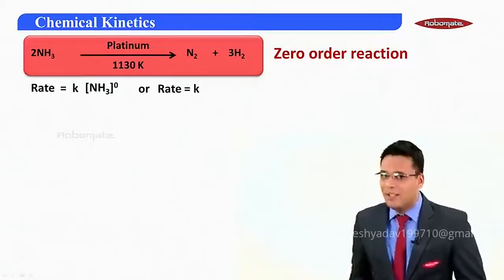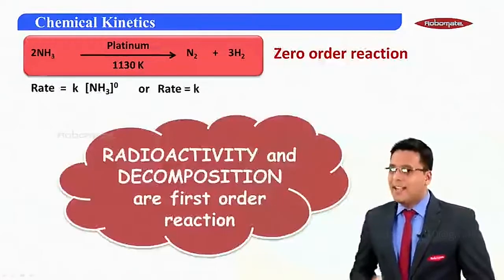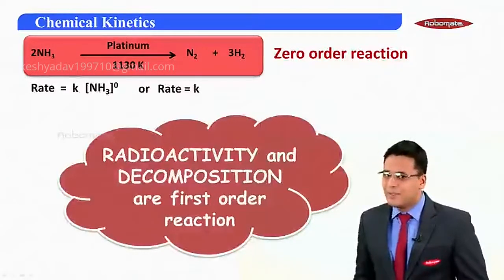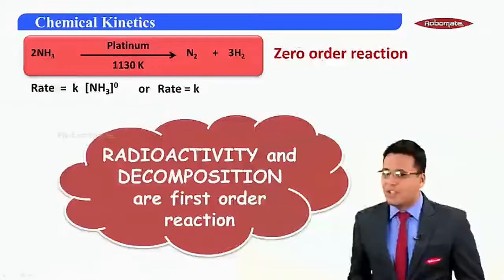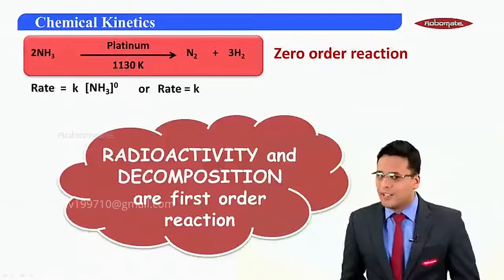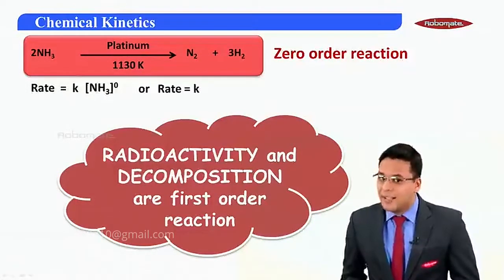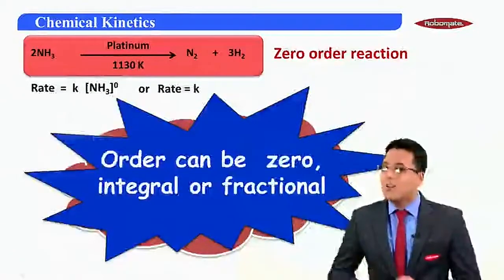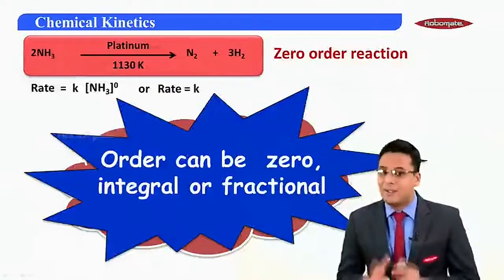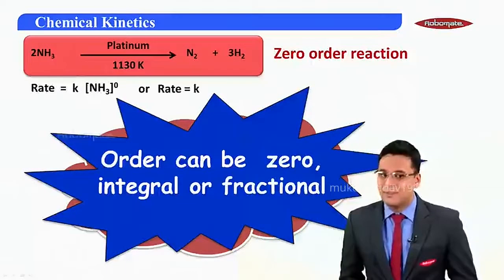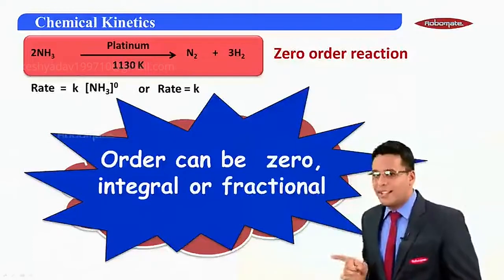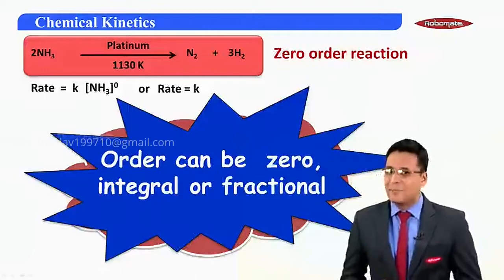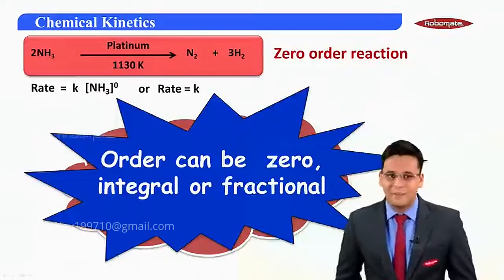Number one, radioactivity and decomposition are usually first order reactions. And the fact that order can be fractional, zero, integral as in an integer, it can have any value. So unlike molecularity, order can have a fractional value. It can be 0 or it can also be an integer.